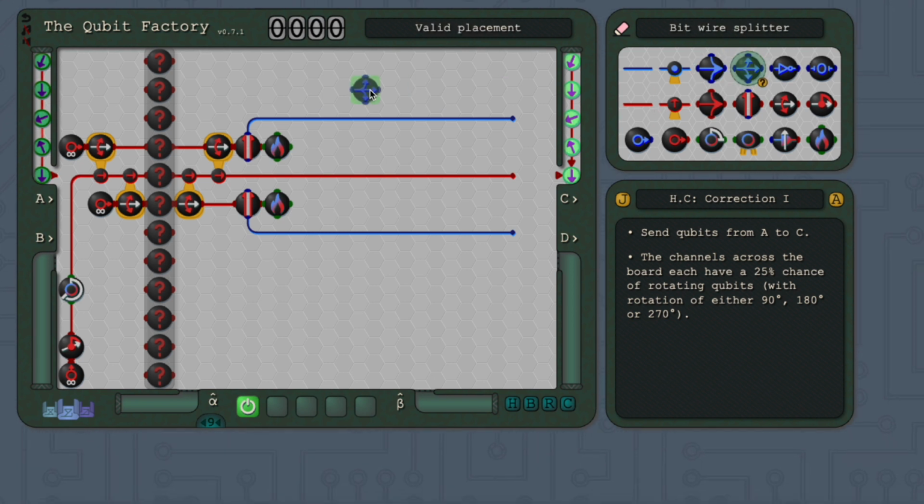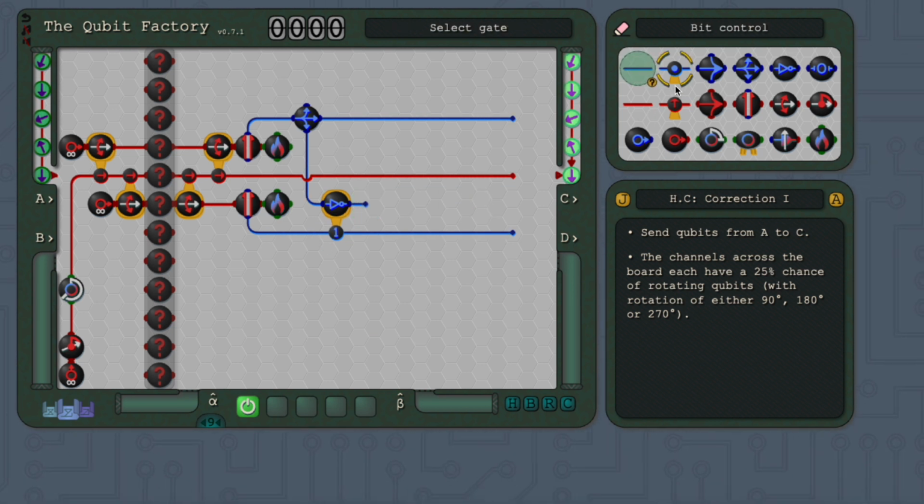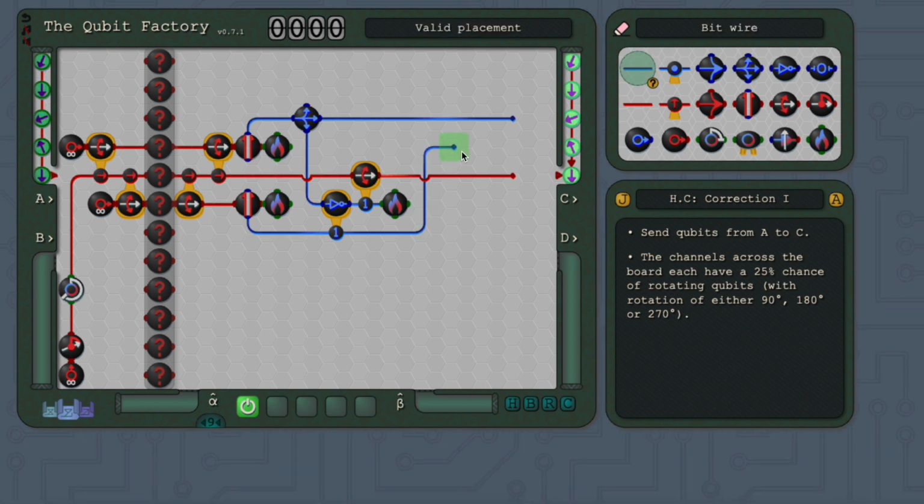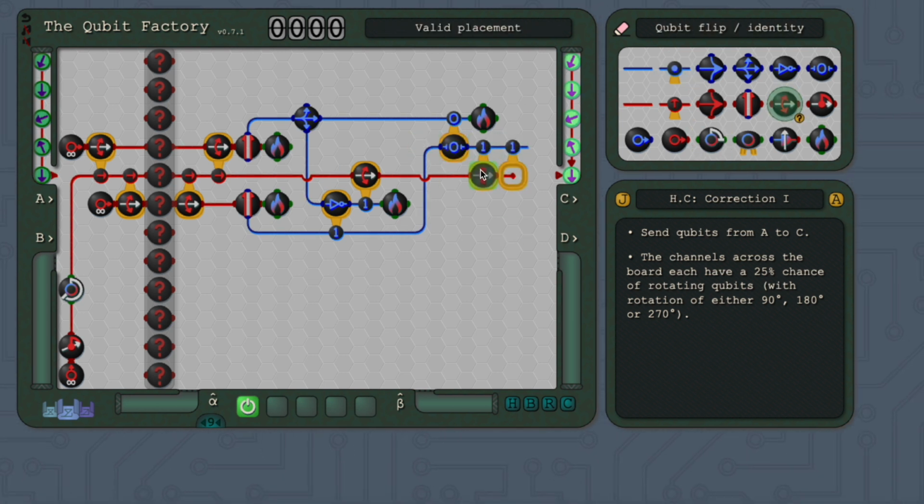So let's go ahead and do that. I'm going to compare my 2 measurement results. If either of these measurements is a 1, then I need to flip along the x-axis, which I will do there. And if both of them were a 1, which I am going to do with an AND gate, like this, then I need to flip along both axes, the x and the z.